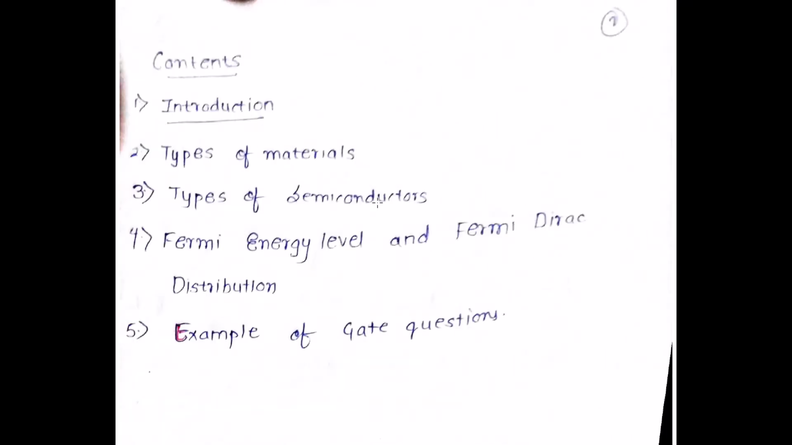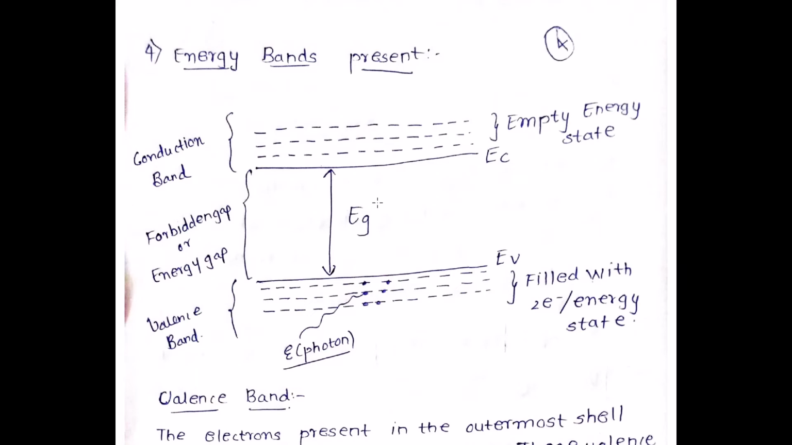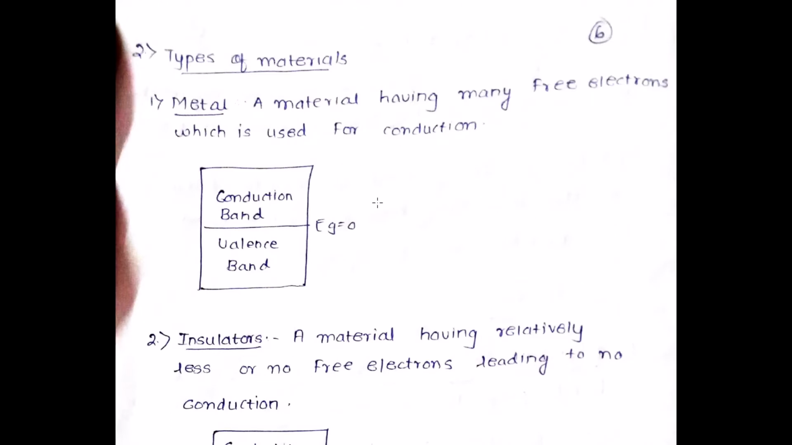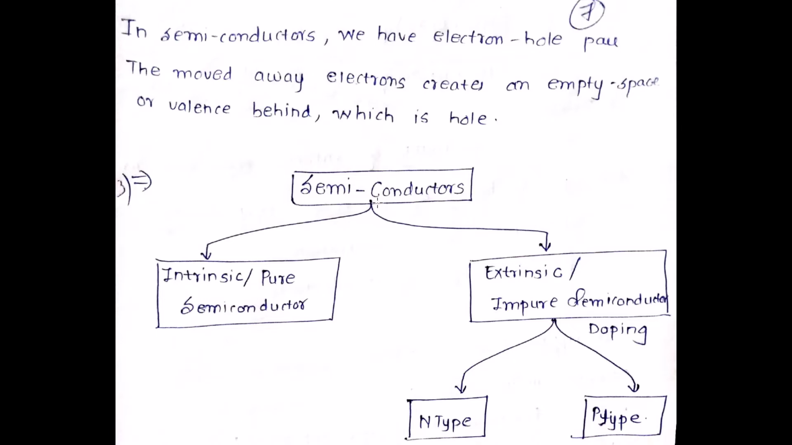It covers what is atomic number, atomic mass number, what are energy bands, what are the types and components in the energy bands, what do you mean by different types of materials, and so on and so forth. So that is a very important video. Please go and watch it. That will help you in all the future concepts that we are going to learn in this particular subject.